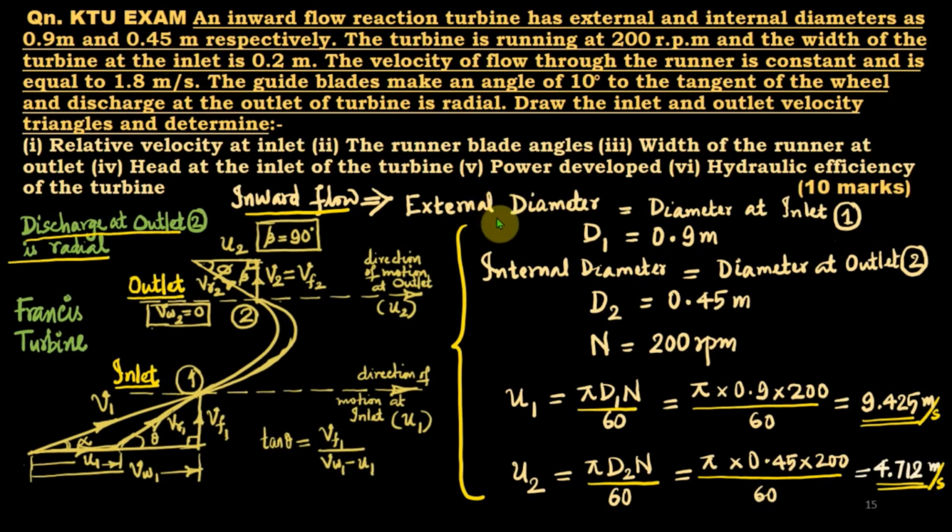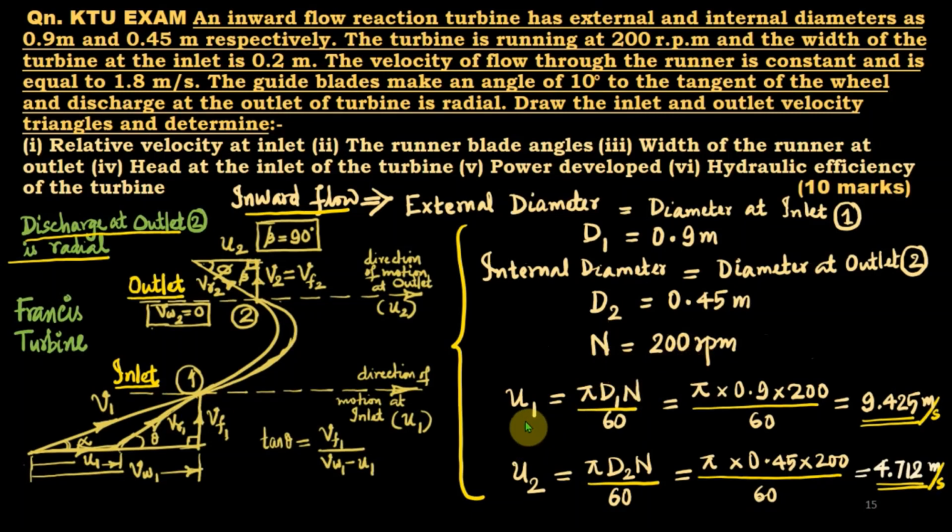So that is given, and at the runner outlet or the inner diameter, that is 0.45 meters. Don't get confused. The external diameter corresponds to the diameter of the wheel at inlet, and the inner diameter of the runner corresponds to the outlet conditions of the vane. So D1 is the external diameter of the runner, that is 0.9 meters in this case, or diameter at the inlet. The diameter at the outlet corresponds to the inner or smaller diameter of the runner, that is D2, in this case 0.45 meters, and the rotational speed of the turbine runner in RPM is 200.